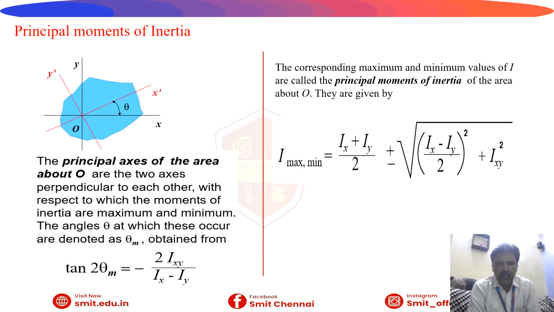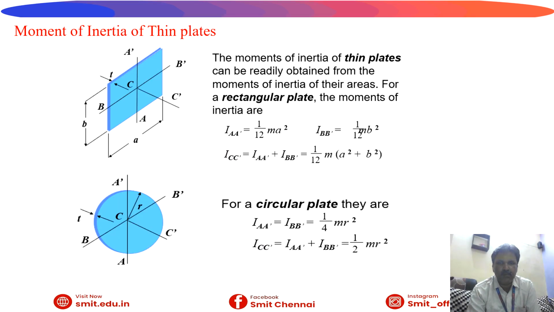They are given by I max and I min, equal to (Ix plus Iy) by 2 plus or minus the square root of ((Ix minus Iy) by 2) the whole squared plus Ixy the whole squared. So these are the formulas you have to study for the principal moment of inertia.